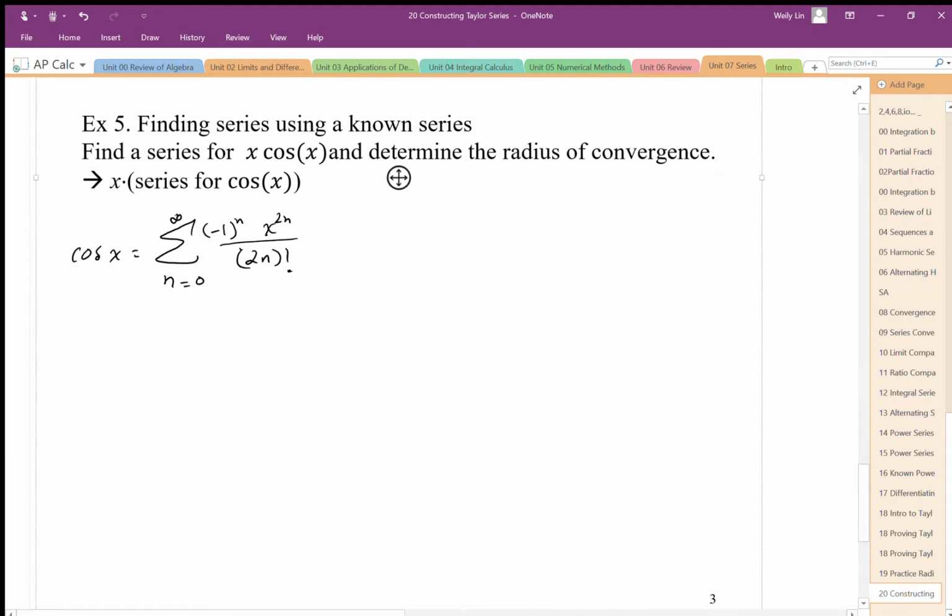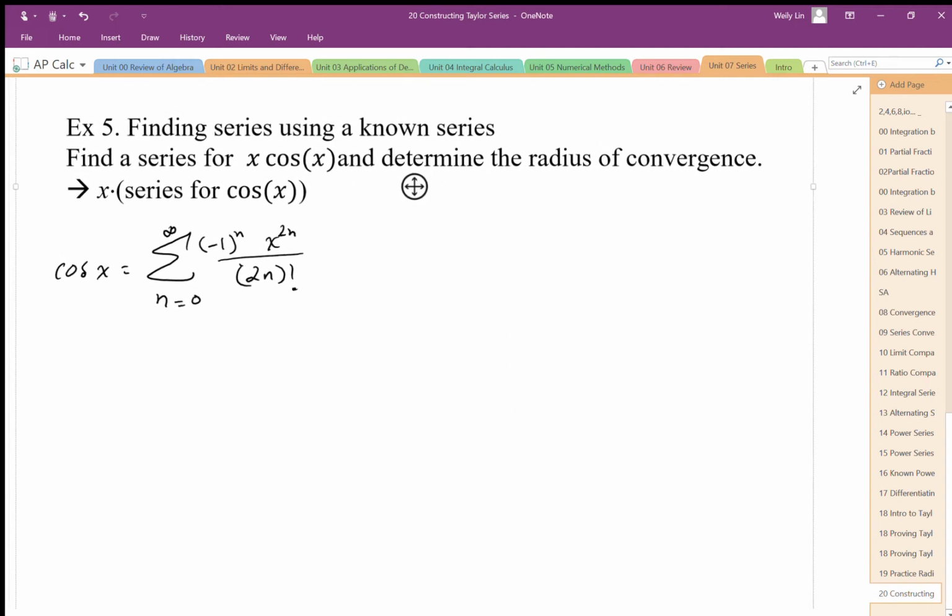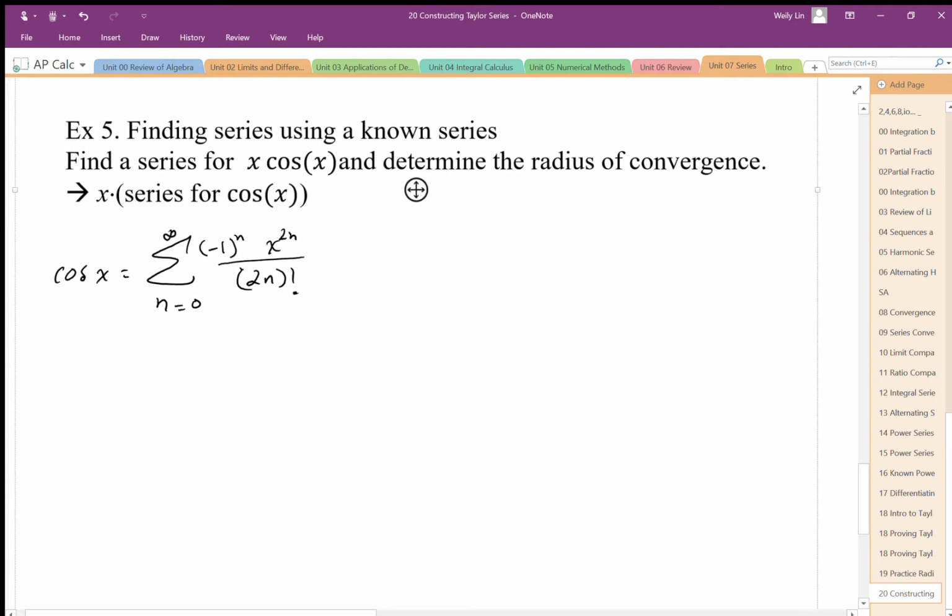So for here, we're going to start with a known series. We're going to start with that known series, cosine x, and then we're going to generate a new series, x cosine x. And then using the sigma notation for that new series, we're going to check for the radius of convergence.